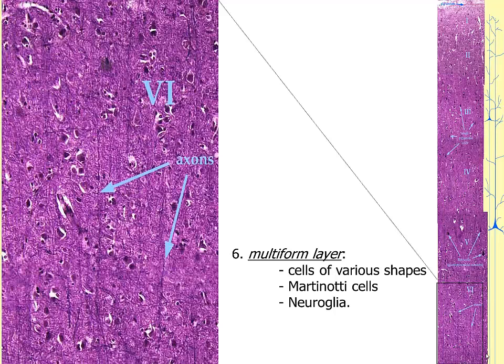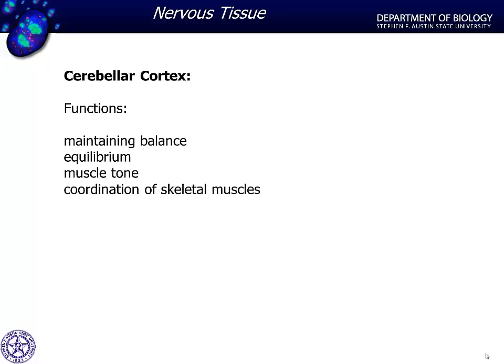So I think multiform, internal pyramidal, molecular, and the external granular, we can sort of associate those with each other, and then those middle two, we just have to look for the number of cells and then the shape of those small pyramidal cells to help us know where we actually are.